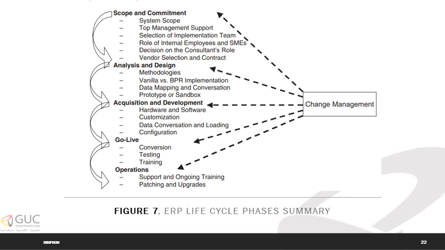In the analysis and design phase, the implementation methodologies are identified and the data mapping and conversion plans are outlined. Within the acquisition and development phase, the hardware and software are specified for the new ERP system, the data conversion and loading plans are set, and the configuration is done. The go live phase includes the conversion, testing, and training of new system users. And finally, the operations phase includes the support of ongoing training and the patching and upgrades of the new systems.